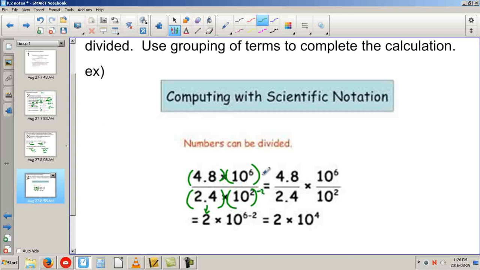Remember we said we can subtract the exponent. So this is 10 to the 0, doesn't matter. 6 minus 2, 10 to the 4th. 2 times 10 to the 4th.